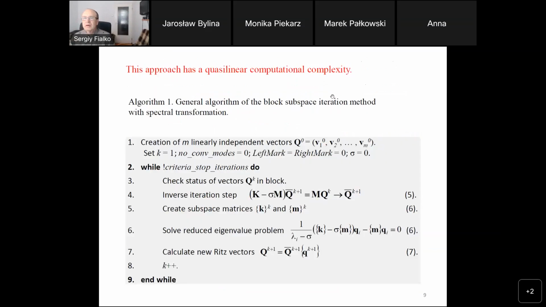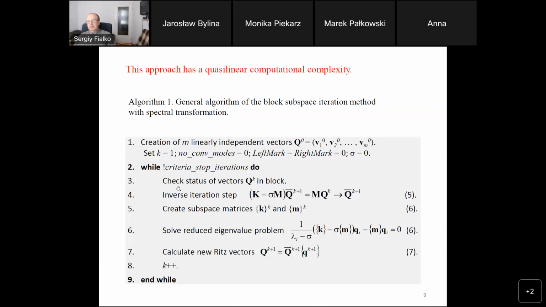This approach has a quasi-linear computational complexity. Here is presented the general algorithm of the block subspace iteration method with spectral transformations. It begins with the initial approximations, initializations. The while loop runs until the stop criteria for iterations are fulfilled.